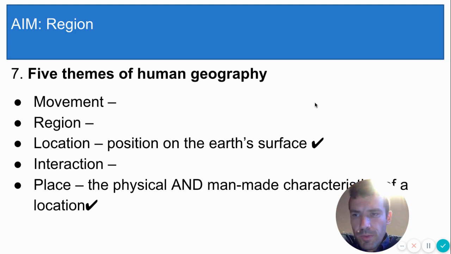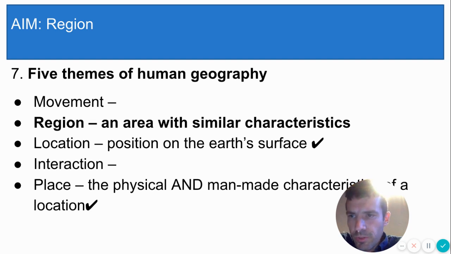The third theme of human geography is region, an area with similar characteristics. Regions can consist of any area or areas on Earth. Anything. The areas in a region don't have to be touching. Regions can be a lot of things. They can be a part of a city or a part of a country, or a group of different countries. A region can really be any collection of space as long as that collection of space shares some common characteristic.